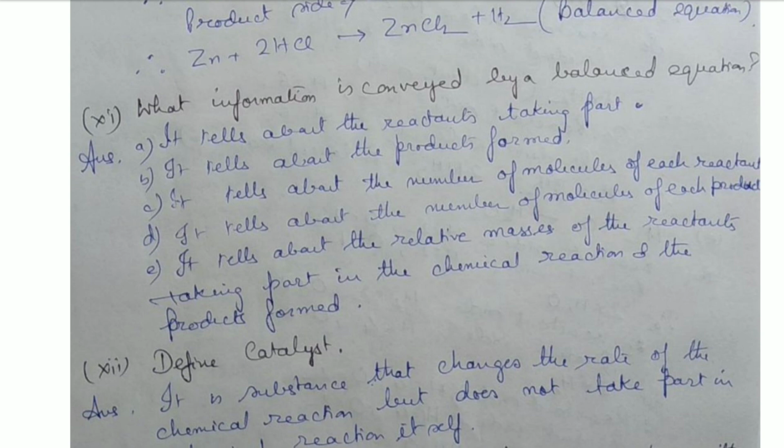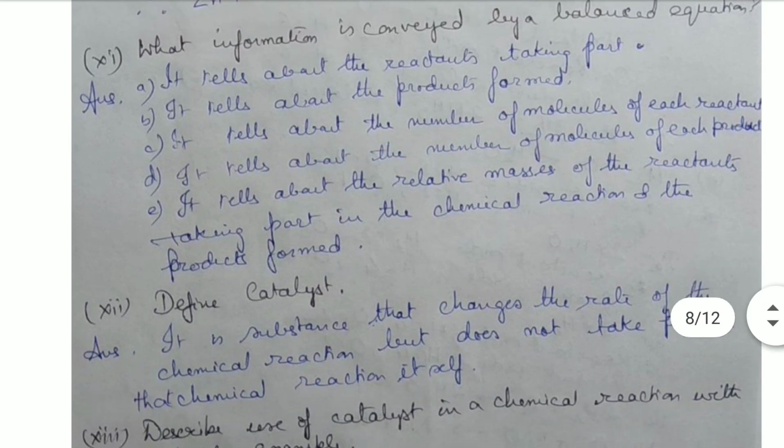It also tells the number of atoms or molecules which are produced after the reaction. It also tells us the relative mass of the reactants which are taking part in the chemical reaction and the products formed. It tells us the relative mass of the reactants, also the relative mass of the products, in the chemical reaction. So that is the information which is conveyed by a balanced equation.